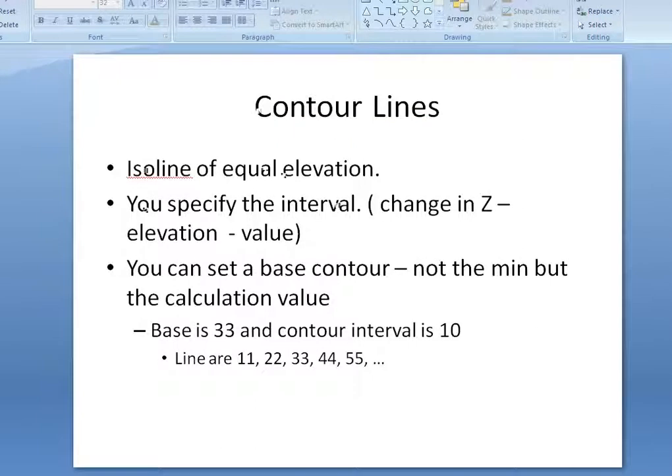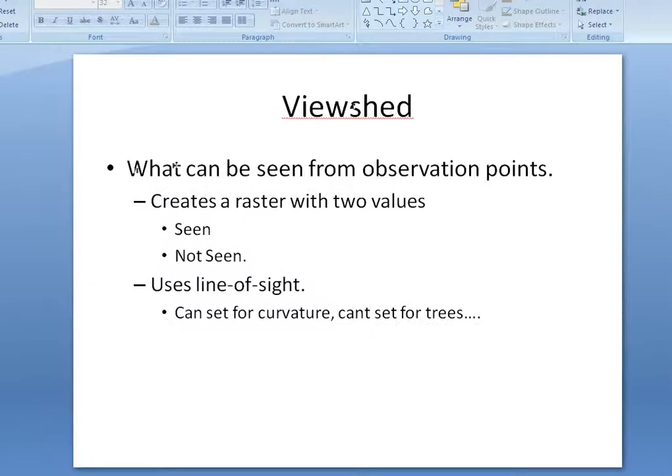Okay, contour lines are lines of equal elevation. You will need to specify the interval. So it depends on how much you're going to be zoomed in and how many lines you want on your map. You can set a base contour, and remember that's not the minimum, it just is the beginning calculation value. And then the last piece of this is you create a viewshed, which is kind of a yes-no raster as well.